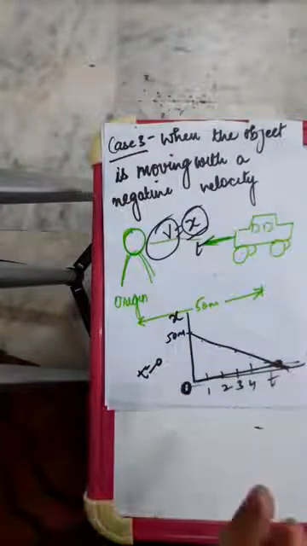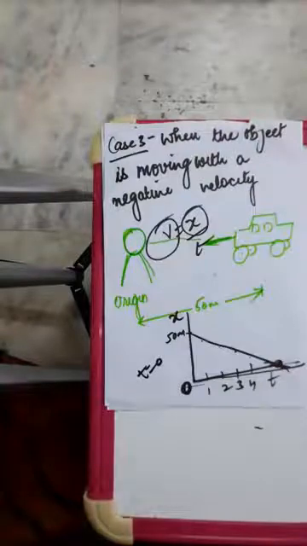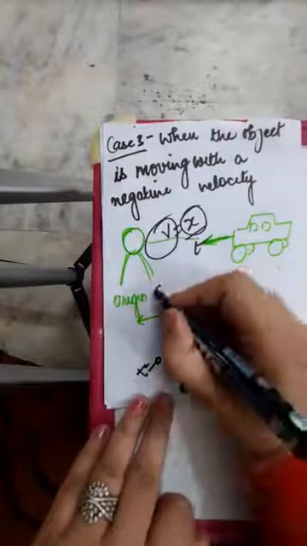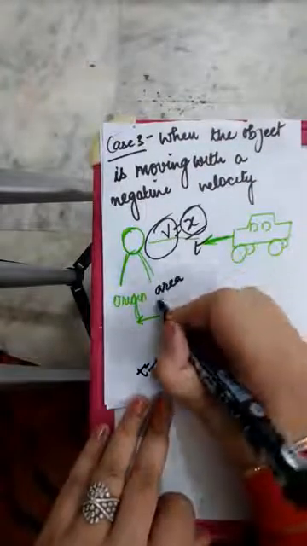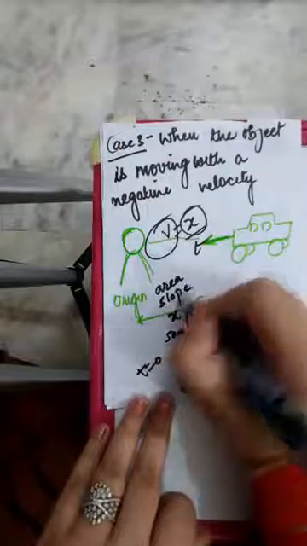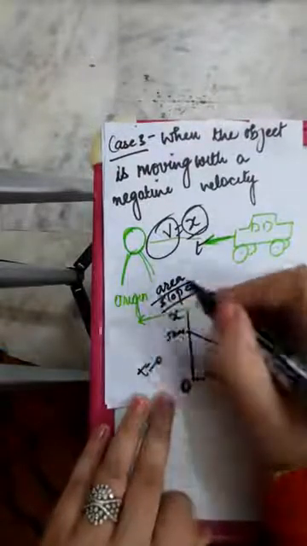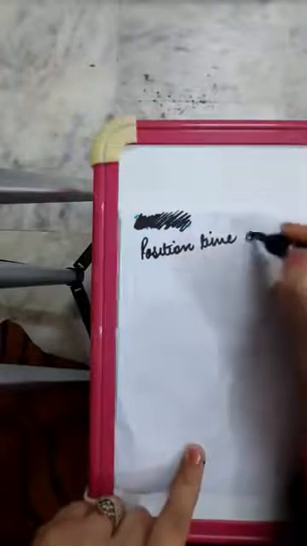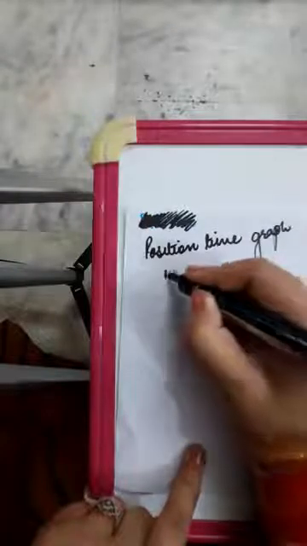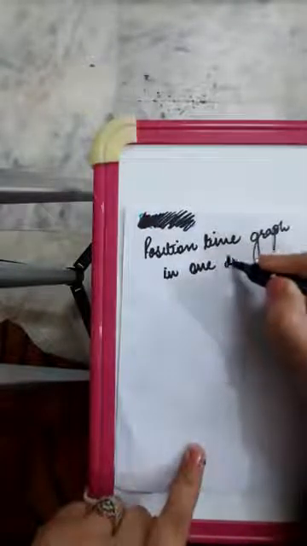So these are all the cases of position time graphs, and now we will see how a position time graph can be analyzed in one dimension. We have to discuss the importance of the position time graph. What are we going to get from the area or slope of a position time graph? Okay, that we are going to see now. Next is the position time graph in one dimension.